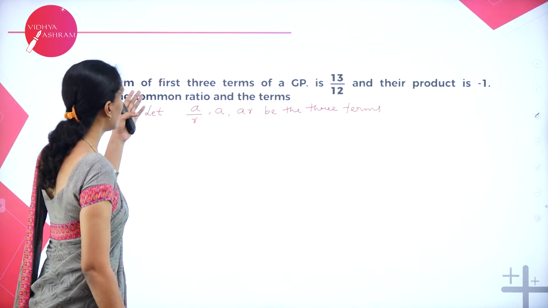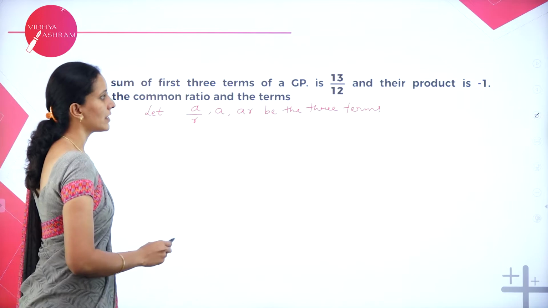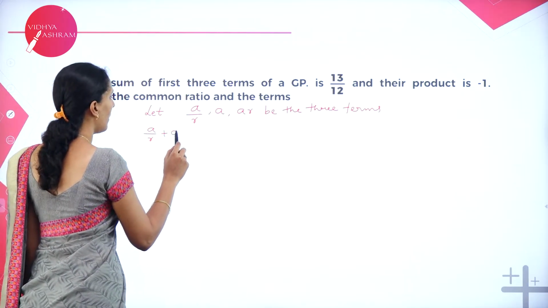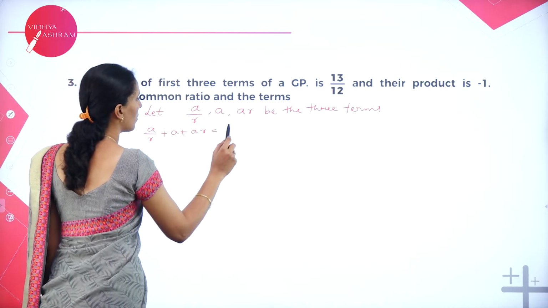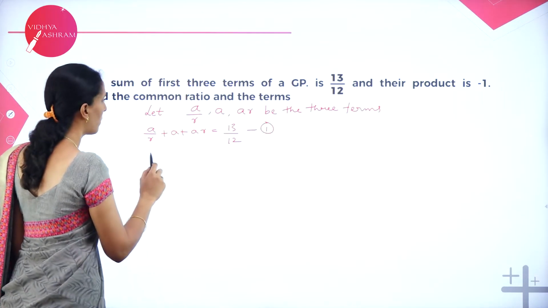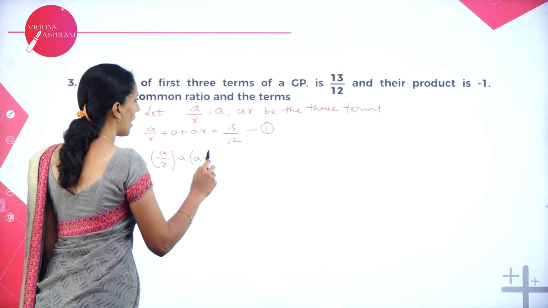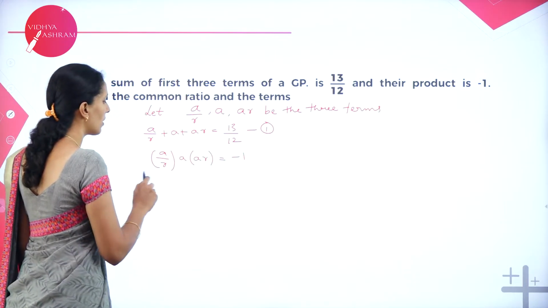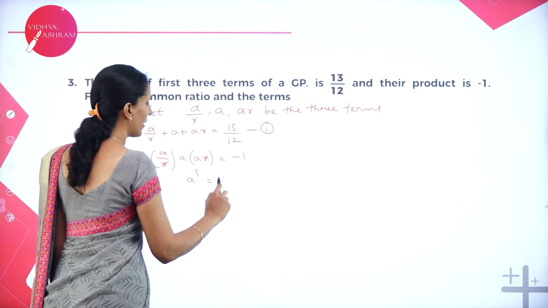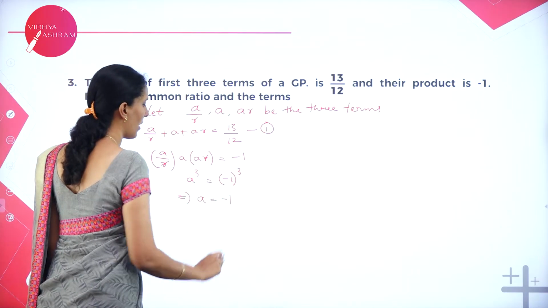Now they have given the sum of first 3 terms of a GP is 13 by 12 and their product is minus 1. So that is A by R plus A plus AR is equal to 13 by 12. Take this as equation 1, and product A by R into A into AR is equal to minus 1. So clearly here R gets cancelled. A cube is equal to, I can write this as minus 1 whole cube. So this implies A is equal to minus 1.